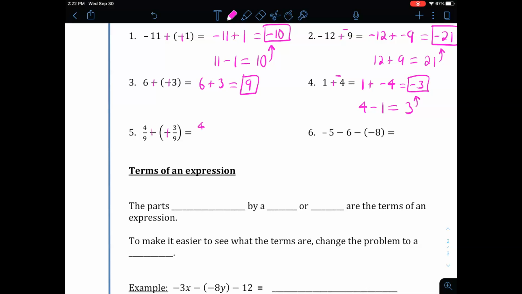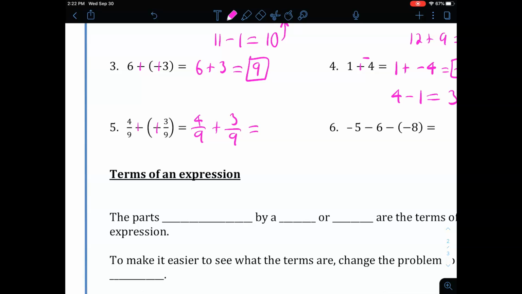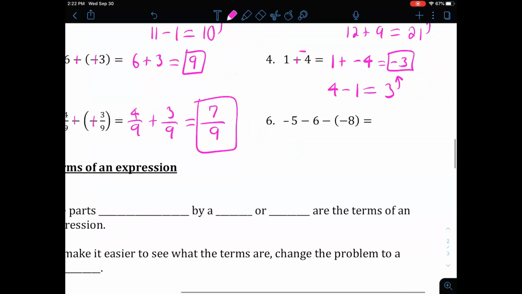So we're going to do 4/9 plus 3/9. Minus a negative is the same thing as plus a positive. This is a nice one. We have two positives on top, so 4 plus 3 is what? It is 7, divided by 9. Keep the denominator the same when you're adding fractions.